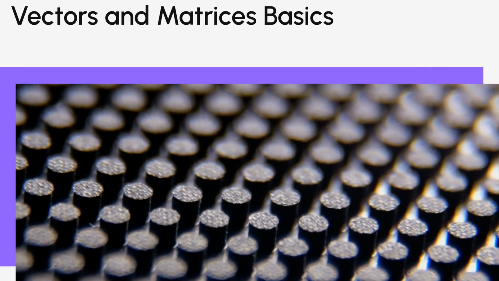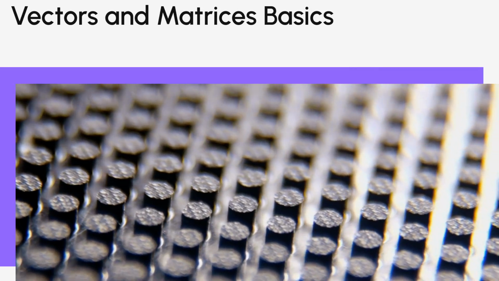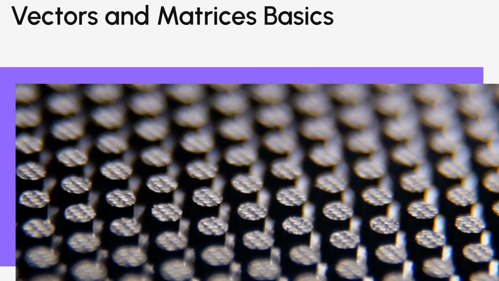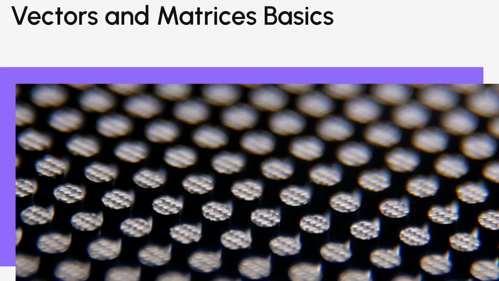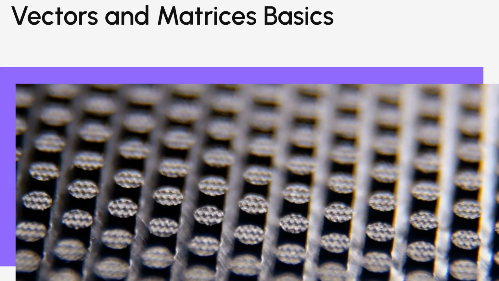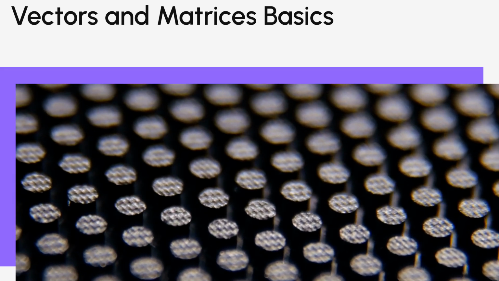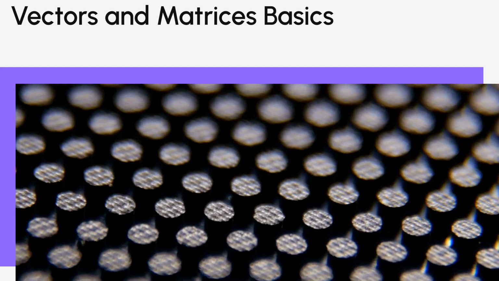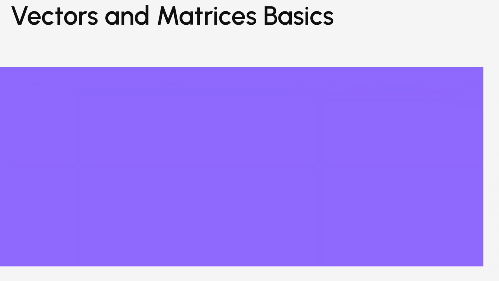Vectors are ordered lists of numbers representing magnitude and direction. Matrices are rectangular arrays of numbers used for data representation and transformations. Understanding vectors and matrices is crucial for computer graphics and machine learning. Scalar multiplication and matrix operations are key concepts. Let's explore how they form the basis of linear algebra.